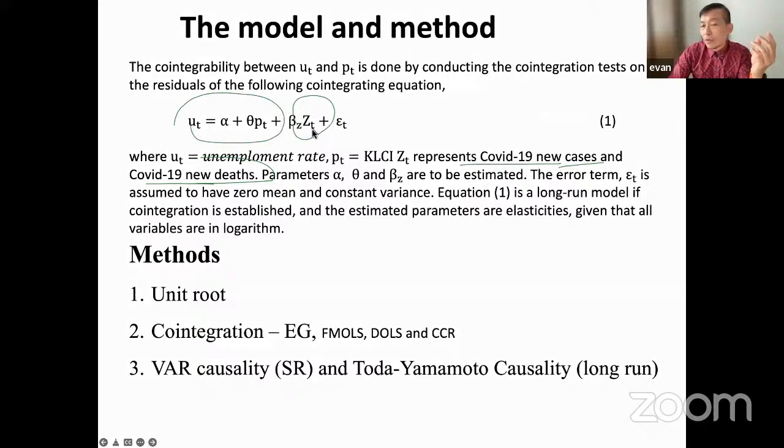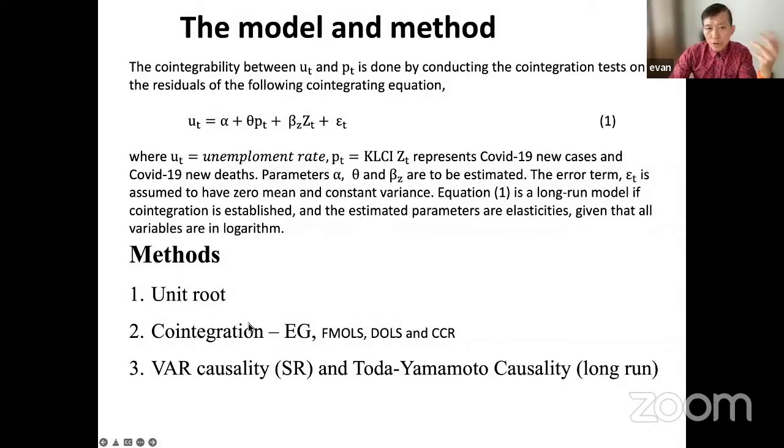We put this in to capture the impact of COVID on unemployment, on this particular variable itself. But that's not the main objective that we want to look at. And all the variables are transformed into logarithms, which means that we can interpret them as elasticities.